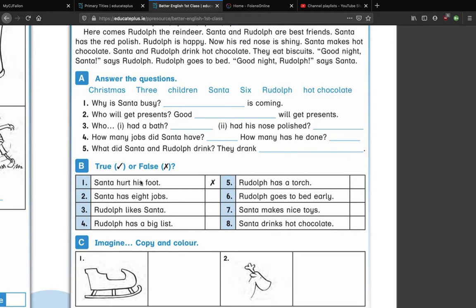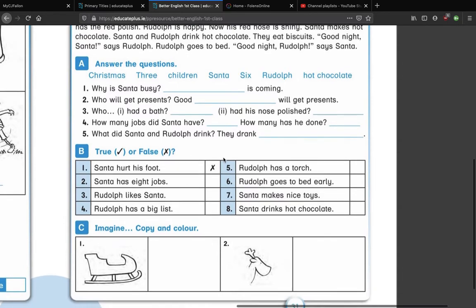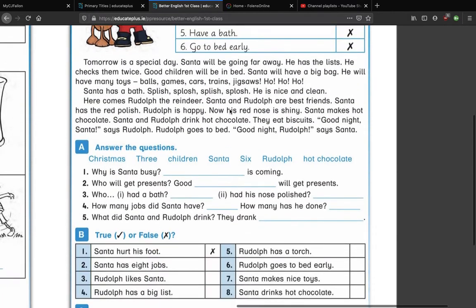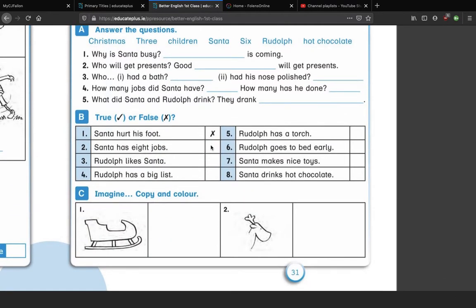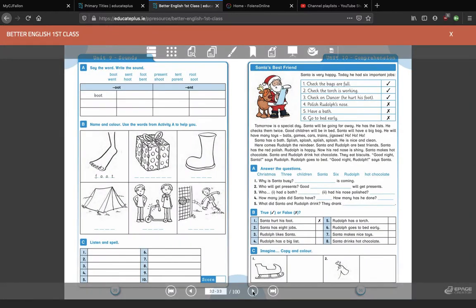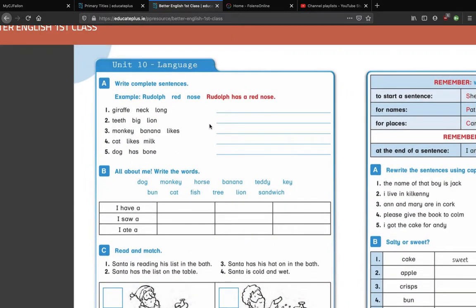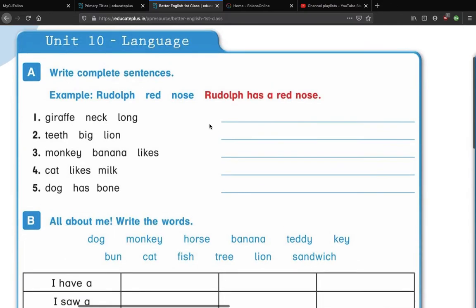Okay, so true and false. I'm going to let you guys read those yourself, and put an X if it's false. Santa hurt his foot. No, he didn't hurt his foot. Dancer, I think it was, hurt his foot, wasn't it? Yeah, Dancer hurt his foot. And tick if it's correct. Put an X in it if it's wrong, if it's false. Imagine, copy, and color. So you can draw a sled here, or sleigh, and you can draw a reindeer over here. So let's take a look at the next page then. And as I said, guys, get this done if you can. If you can't, take your time, do it another time.